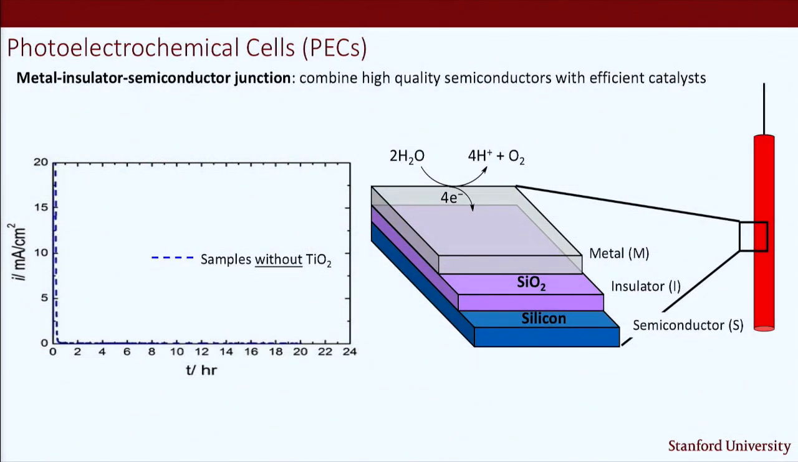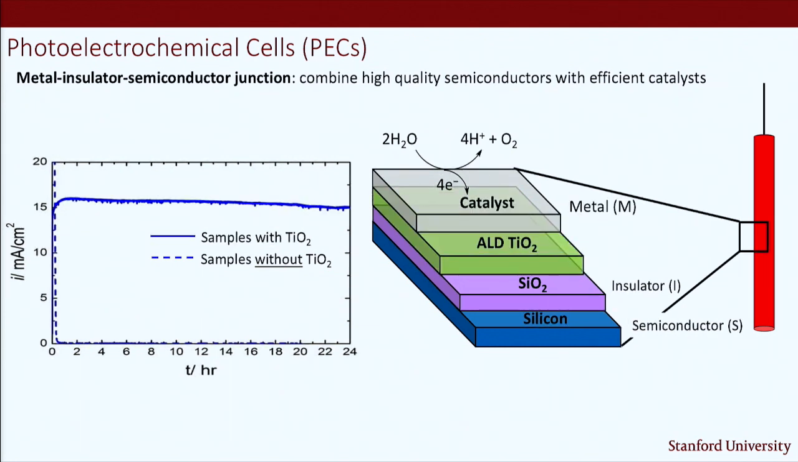So what would happen if we just take this device as is, shine light on it, immerse it in water, and measure the current associated with water oxidation as a function of time? Well, unfortunately, you get something that looks like this. The current is really high initially, but it plummets to 0 almost immediately. It's obviously not good.